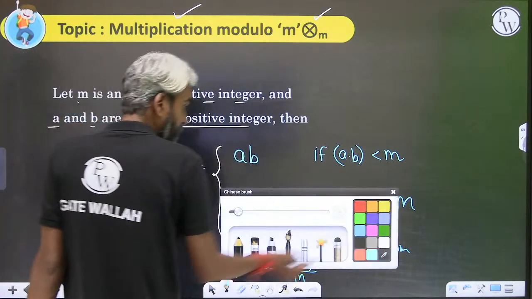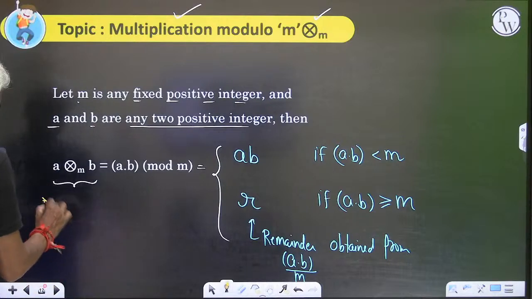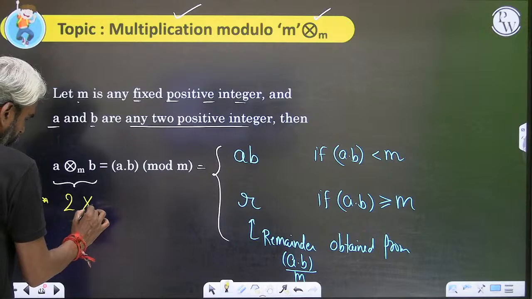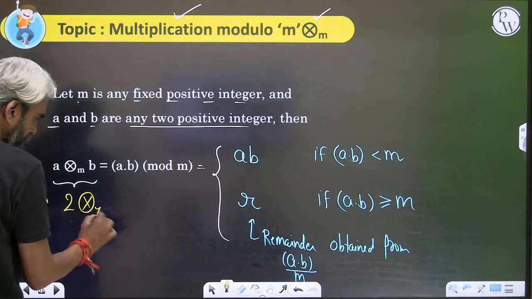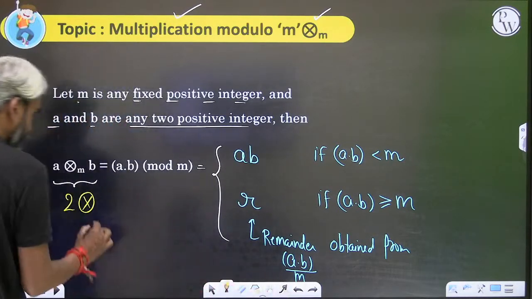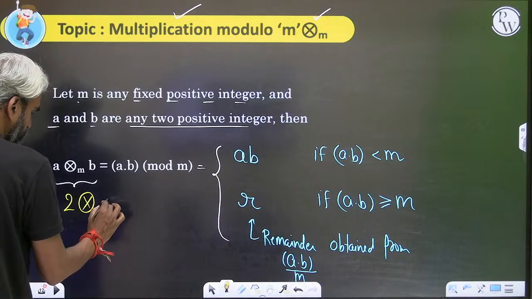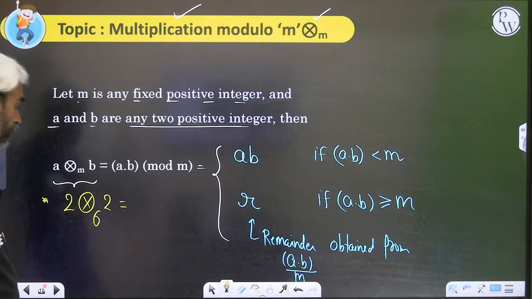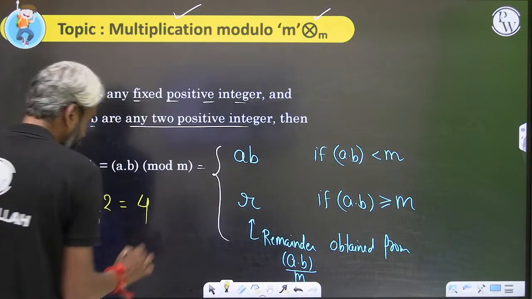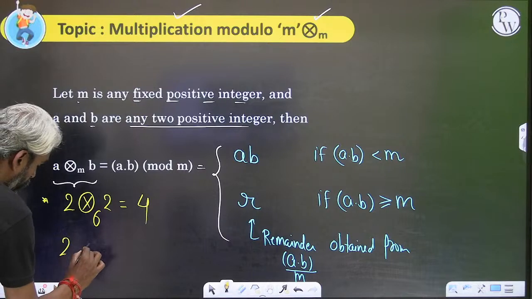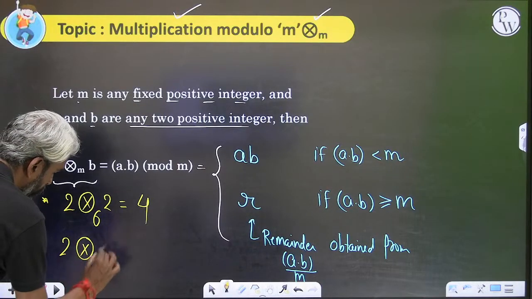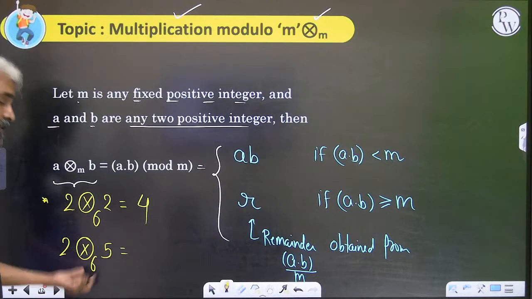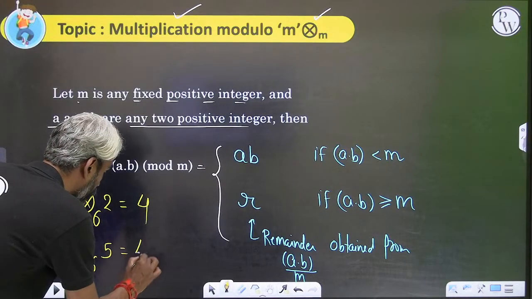Anyway, let's take two examples. If I have 2 multiplication modulo 6 with 2, what will it be? 2 times 2 is 4, divide by 6. 4 is less than 6, therefore the remainder will remain 4. Now 2 multiplication modulo 6 with 5. What will be the result? 2 fives are 10. Divide by 6. The remainder will come out as 4.